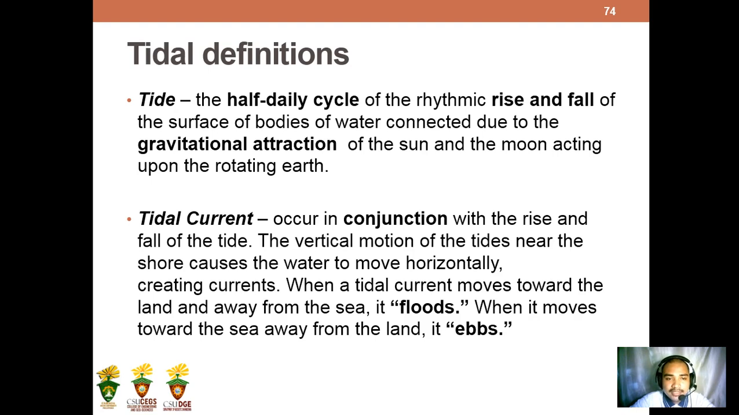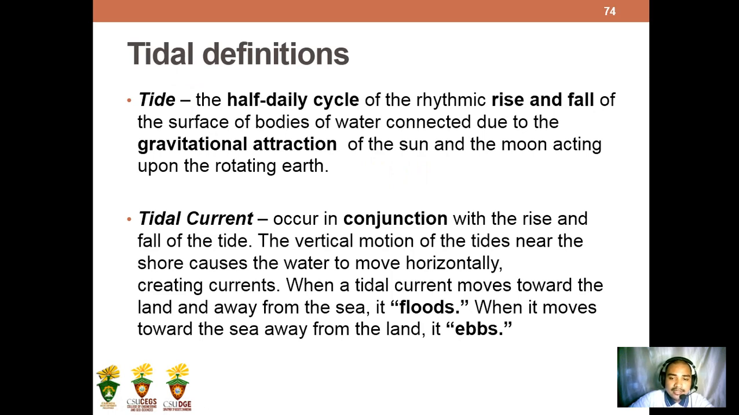First one is the tide. This is the half-daily cycle of the rhythmic rise and fall of the surface of the bodies of water connected due to the gravitational attraction of the sun and the moon acting upon the rotating earth. Half-daily cycle kay since every day there must be two types of tides that will be encountered by the earth.